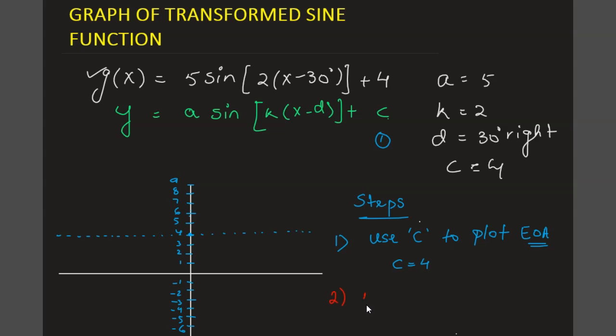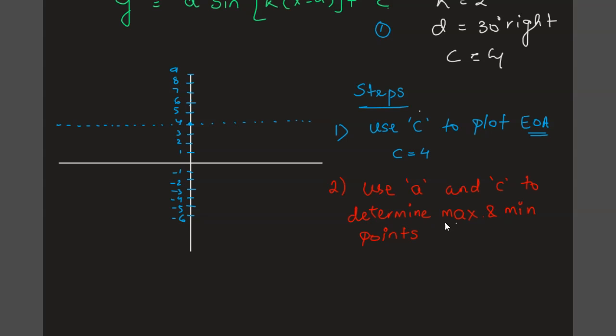The next step is to use a and c to determine max and min points. To determine max and min points, all you have to do is c plus a. We see c value is 4, a value is 5. We add it up, it gives us 9. Then we do c minus a, which is 4 minus 5. This gives us minus 1. Always remember, the higher value will represent a max and the lower value will represent a min. So my max is 9. I'm going to mark my max point, and I'm going to mark my min point, which is negative 1. So this was step number 2.